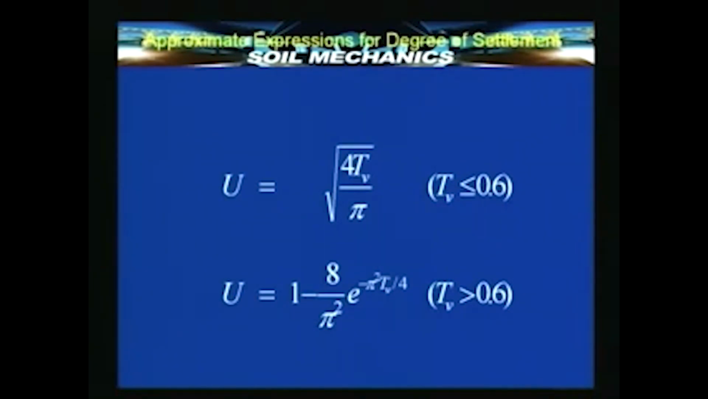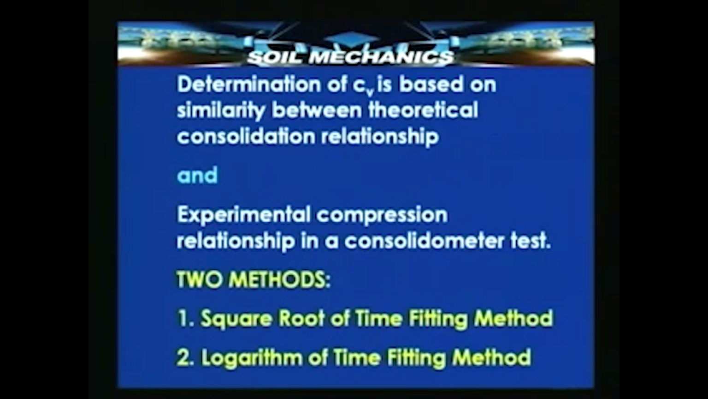Okay. There were two other expressions convenient for computing capital U rather than the complicated expression that we had derived from one-dimensional compression theory. We can use these expressions, although they are not rigorously valid. Then we found that CV can be determined from the odometer test results either by the square root of time fitting method or by the logarithm of time fitting method. Both are basically curve fitting techniques.